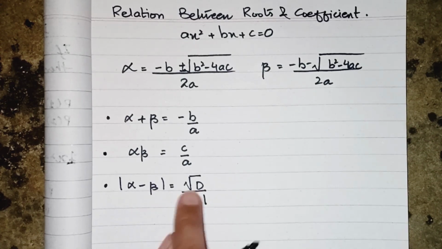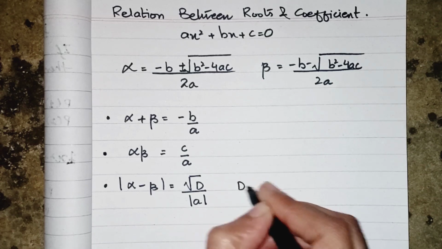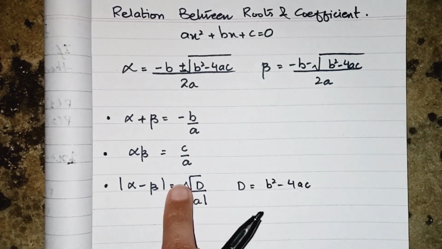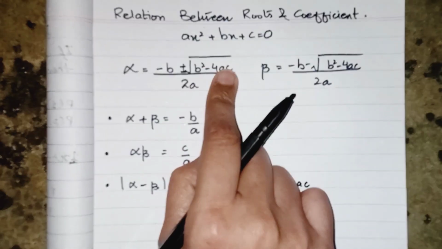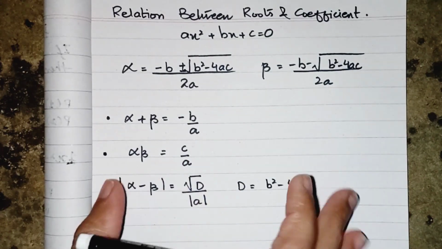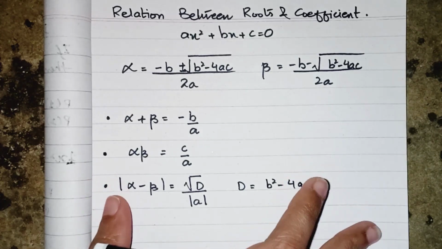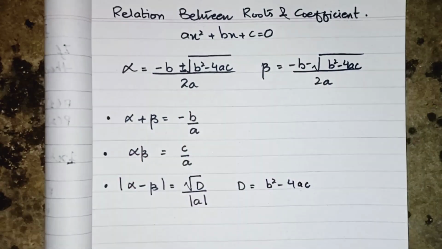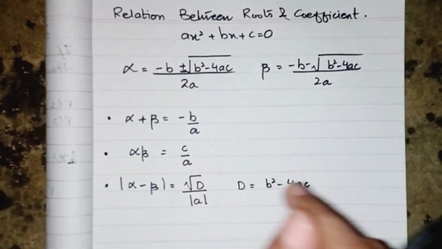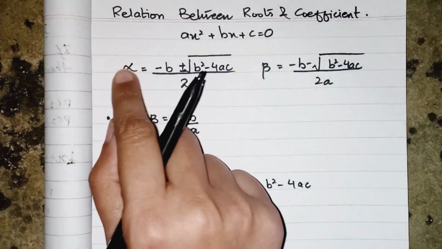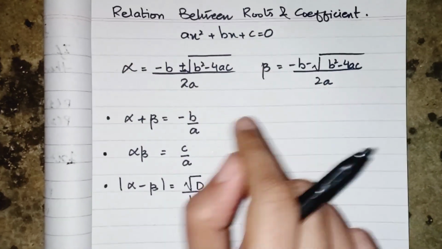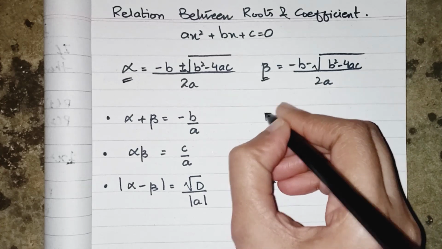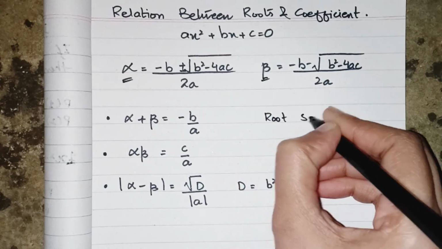Okay, now what is D? D is equal to b square minus 4ac, which is inside the root. So we can say that these are the basic formulas which we have to remember for relations between roots and coefficients. What is the relation between roots and their coefficients? These are the roots. This alpha and beta are the roots. And what do roots do?